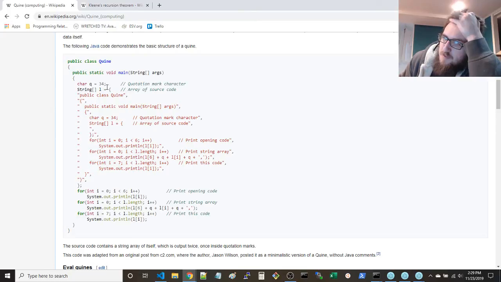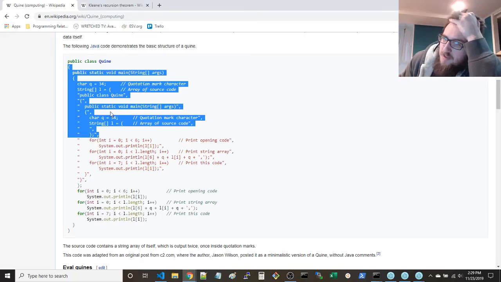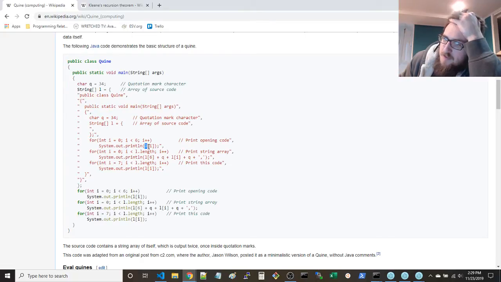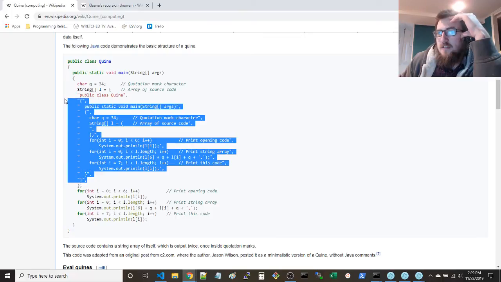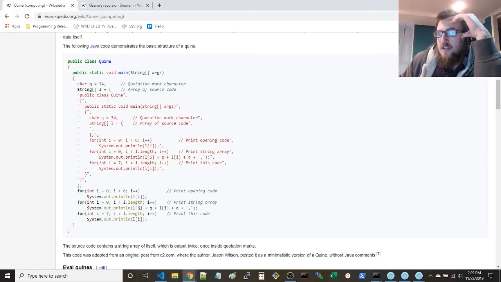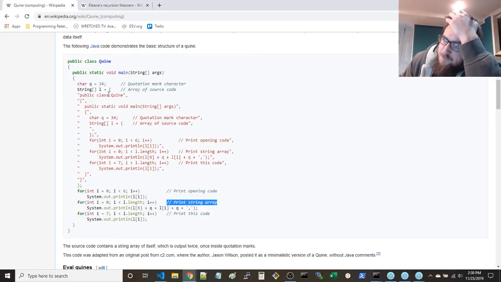Oh, interesting. So it prints the initial portion, and then it'll print this opening code, this L of I here, prints this 6 times, and then it prints this string array. I don't know what this is. Oh, quotation mark, characters 34. Array of source code. Q, L6, L of I, Q, I of length, L of length.